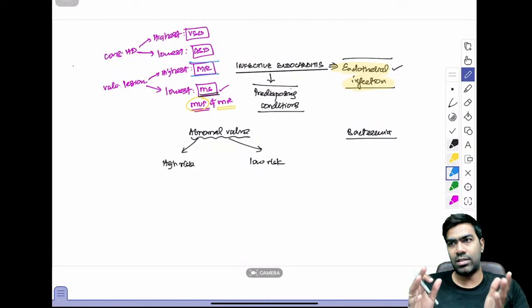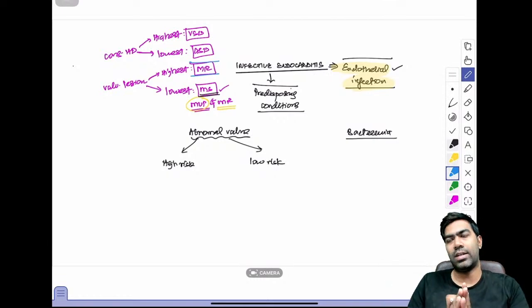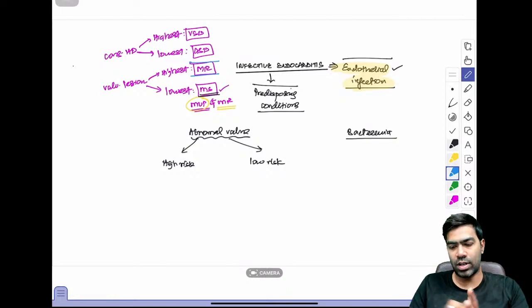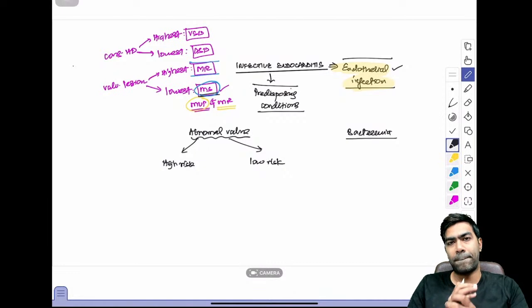So the thing is the gradient. That's what we need to know. Whenever the gradient between the two chambers is very high, there's probably a high risk of developing infective endocarditis. Then why not in mitral stenosis? The same thing explains it. Mitral stenosis is something that happens during diastole and not during systole.